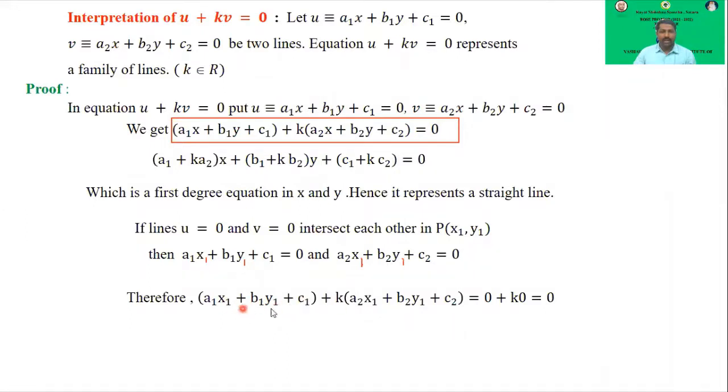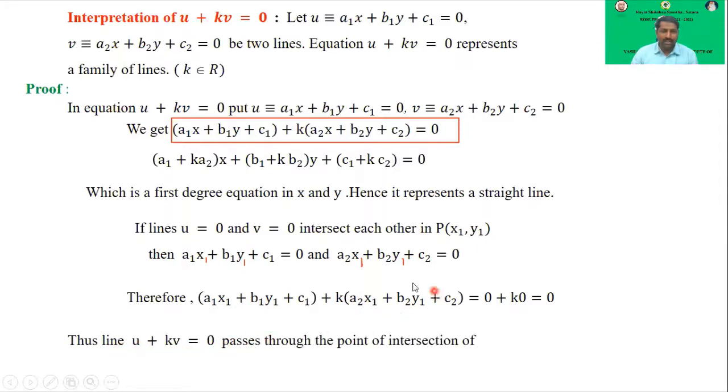So here as this expression is 0 from above relation and this second bracket is also 0, 0 plus k into 0, that is 0. Thus line u plus kv is equal to 0. Here we have shown that this line u plus kv passes through the point of intersection of lines u is equal to 0, v is equal to 0, because this line satisfies the equation of u plus kv satisfied by the points P(x1, y1).